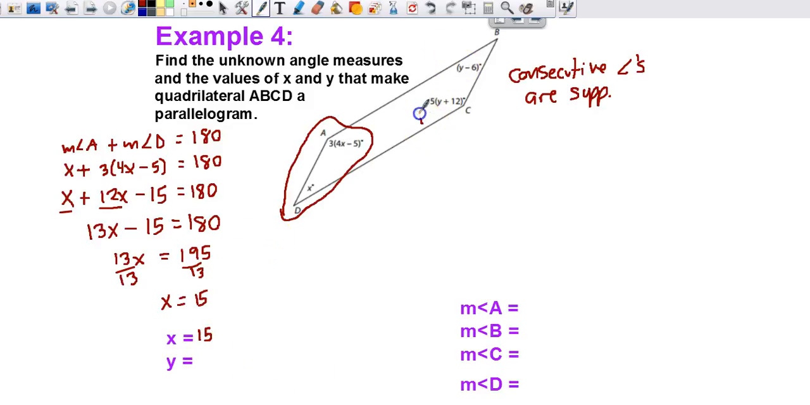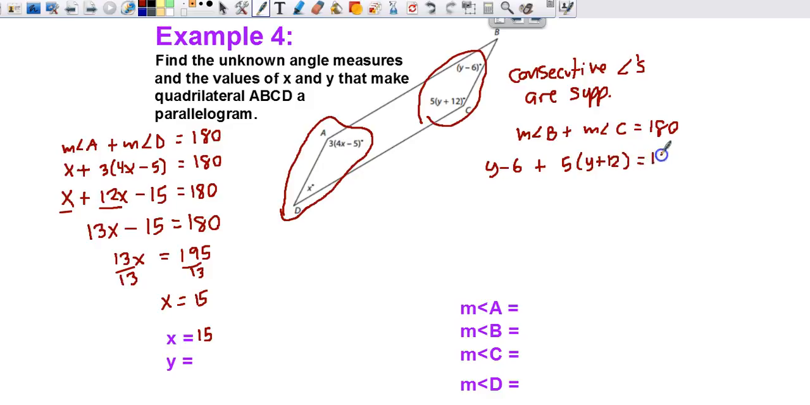Same way. These two are also supplementary. So the measure of angle B and the measure of angle C add to 180. Substitute your expressions in. Distribute that. We don't want that 5 hanging out there by itself. 5 times 12 is 60.